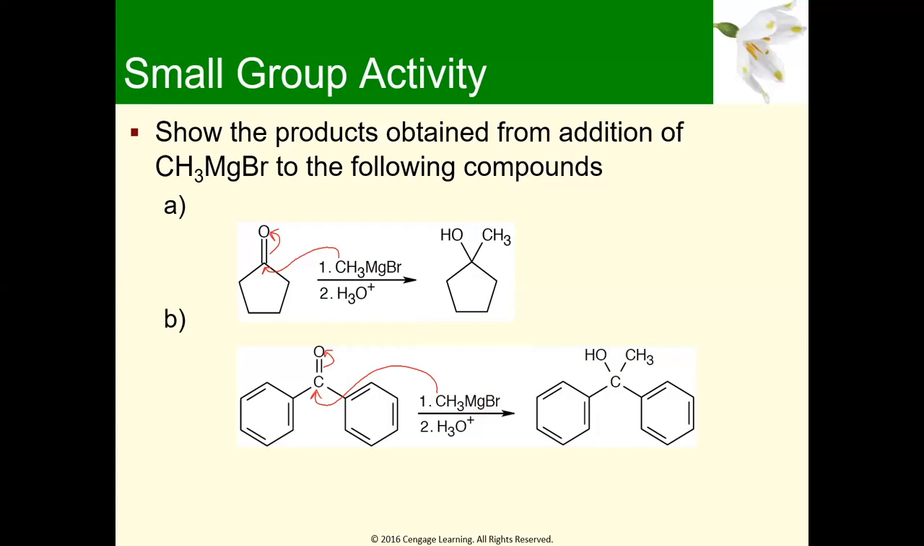All right, so you can check your work here. Don't overthink it. Basically, you're producing tertiary alcohols in both situations. You're just adding a methyl group. And then the second step with the treatment with the acid gives you the hydrogen. It protonates the oxygen, so it gives you the actual alcohol group instead of an alkoxide.